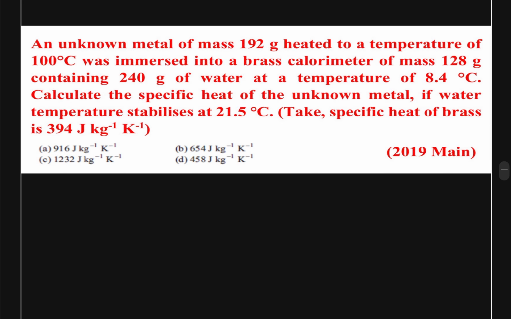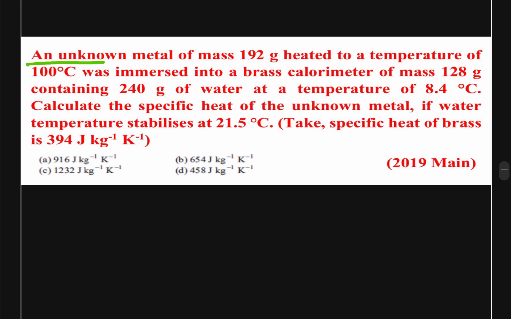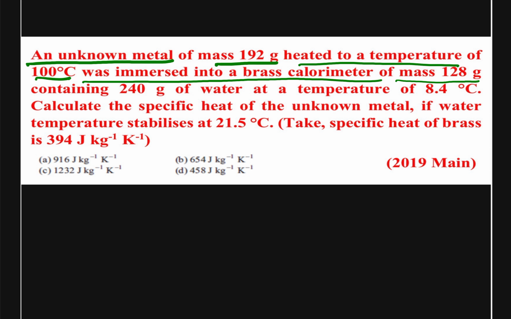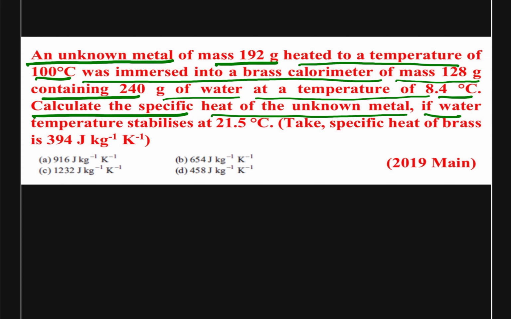It states that an unknown metal of mass 192 gram heated to a temperature of 100 degrees centigrade was immersed into a brass calorimeter of mass 128 gram containing 240 gram of water at a temperature of 8.4 degrees centigrade. Calculate the specific heat of unknown metal if the water temperature stabilizes at 21.5 degrees centigrade. Specific heat of brass is 394 joule per kg per Kelvin.